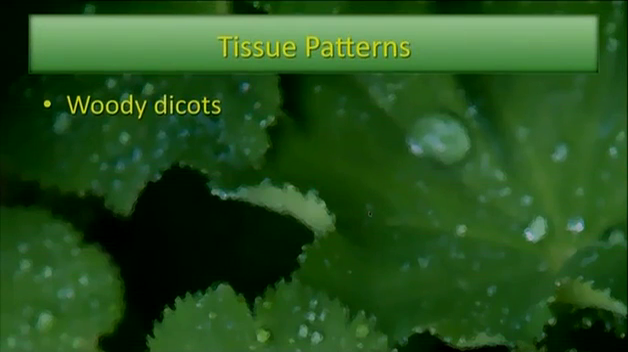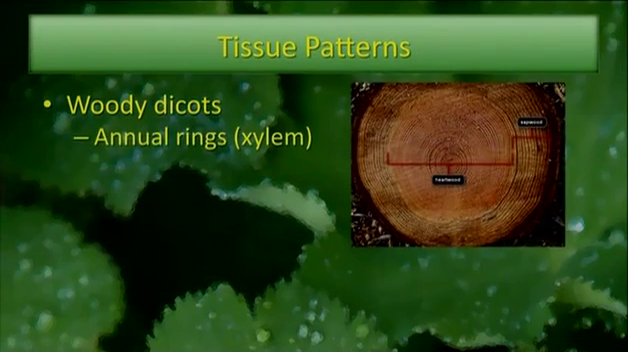So one of the things you're learning now is that herbaceous dicots have their vascular bundles in the stem arranged in a ring formation. We're going to talk about other parts first, but we're going to get back to that. Now, woody dicots. Woody dicots have annual rings of xylem.